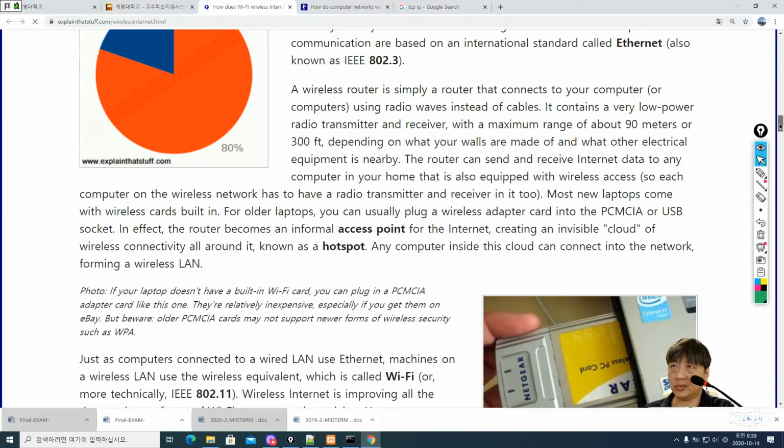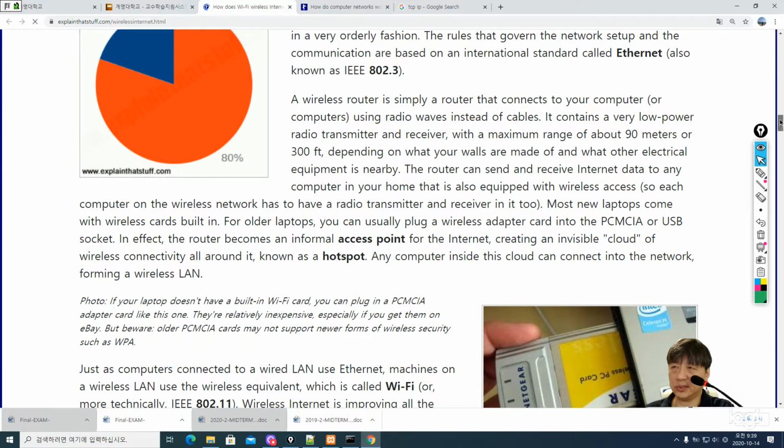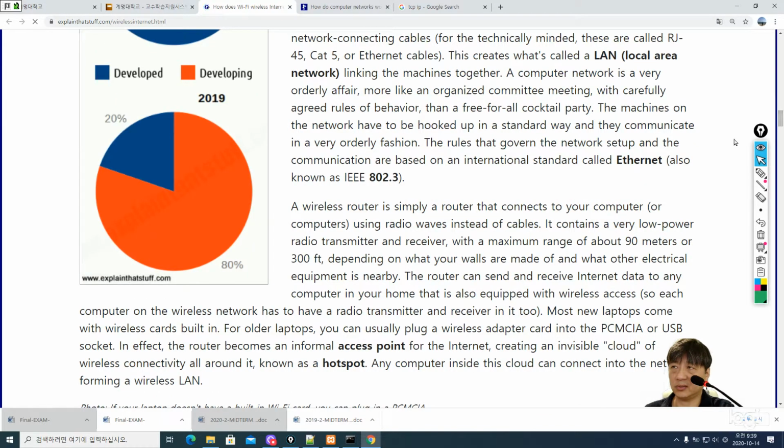802.11 is the wireless Wi-Fi. 802.3, it will be the Ethernet. The 802 is entire, that includes LAN, cellular, and everything. So it's kind of important to know what you're talking about. You just have to look it up if you are not sure. Okay.